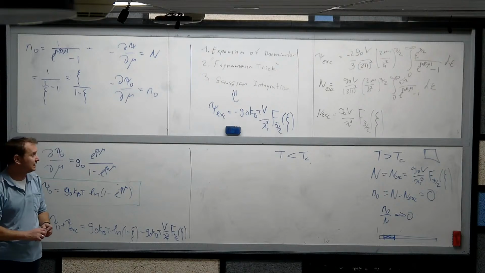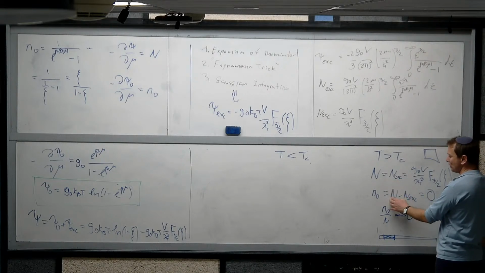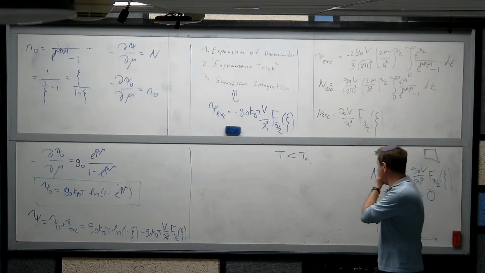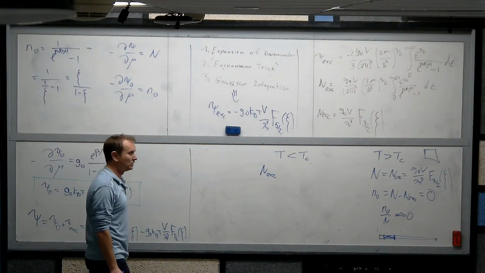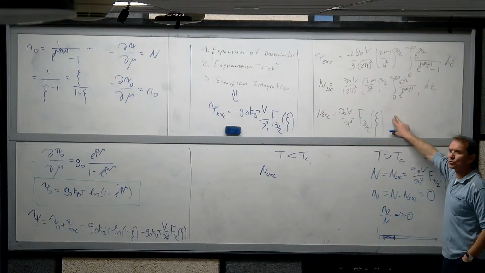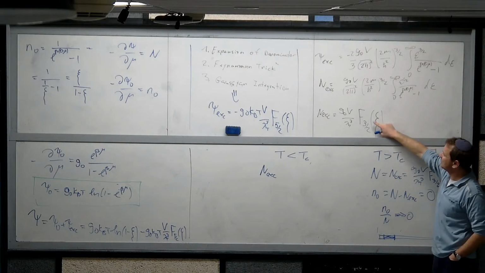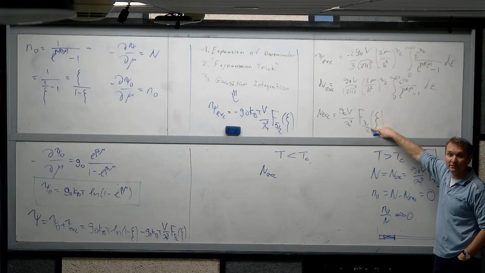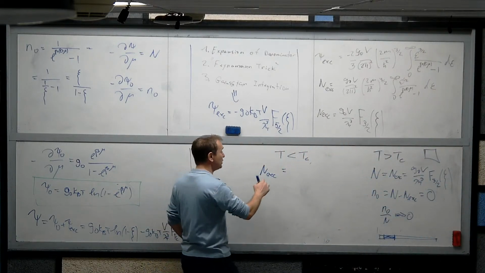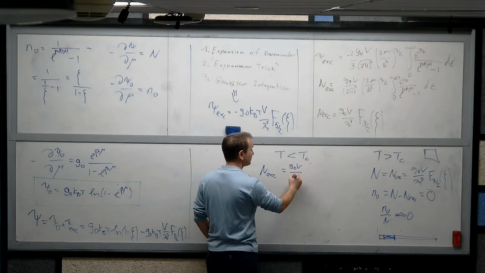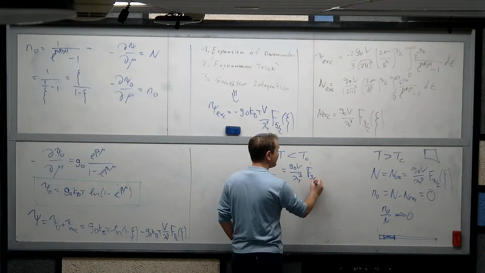Great, so what happens at T lower than Tc? Let's do the same trick: calculate N excited, and then from N and N excited, we can calculate N0. What is N excited at T lower than Tc? This computation was fine for any temperature. Now, what happens when the temperature gets to Tc? Exactly at Tc, this F3 halves converges to a given number, 2.61, let's call it F3 halves of 1. So N excited is G0 V over lambda T to the third power, and here we have F3 halves of 1.